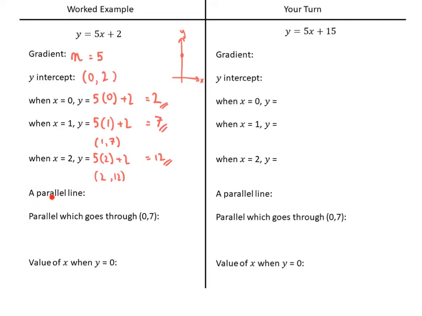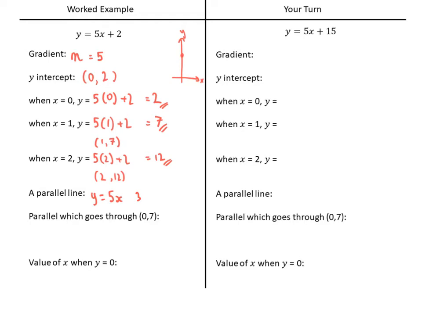The next bit asks us for a parallel line. There are an infinite number of answers for this bit, but if lines are parallel, they have equal gradient. They've got the same steepness. So my parallel line is going to be y equals 5x. The 5 needs to be there because the gradient of this parallel line is going to be the same as this gradient up here. The y-intercept could be anything, so I could write plus 3, and that would be right.